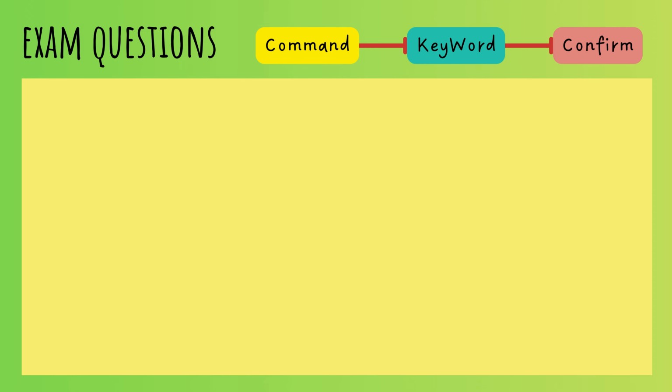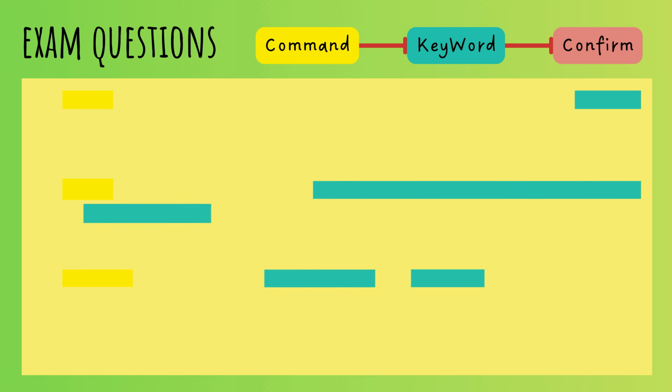Let's start by breaking down these questions with our CKC method. First, highlight the command words. This is telling you what you need to do. Now highlight the keywords. These are the words that you defined earlier, and now we need to confirm. This ensures we have read the questions properly at least twice.